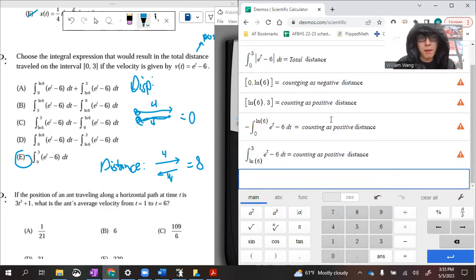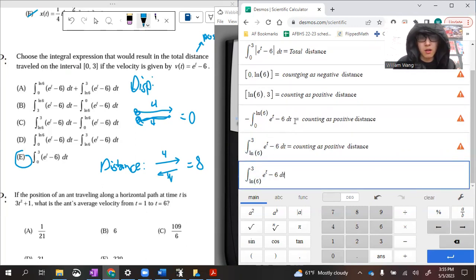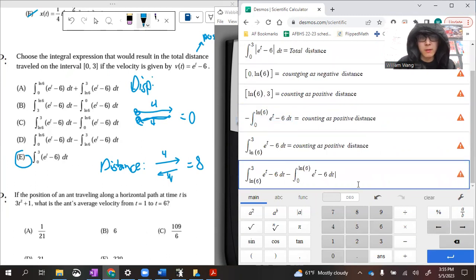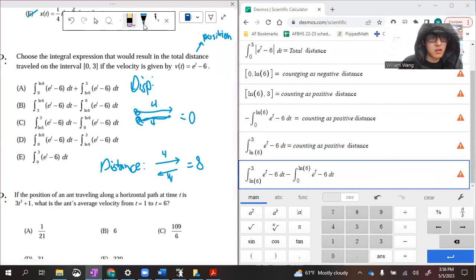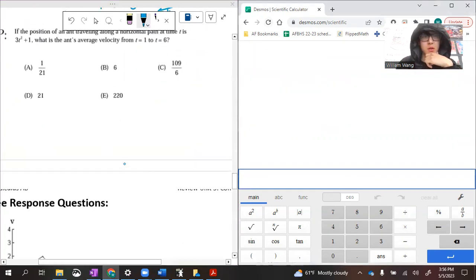Okay, finally, I have both of these counting as positive distance. So I'm going to combine both these integrals. Really, I just split up my integral into two separate integrals and then made this one negative, so it actually turns positive, if that makes sense. So which one of these matches up with this? It looks like it's going to be answer choice C. All right, hopefully that makes sense. Cool, that one is sort of confusing though. It's a decent amount of work.